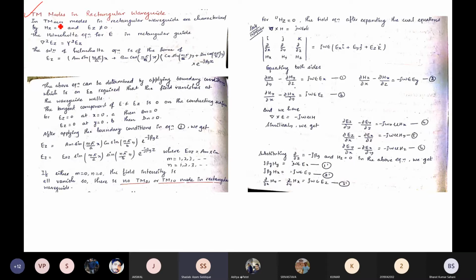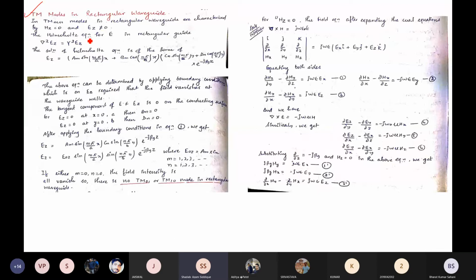In TM, it is also in the format TMmn, where mn is the suffix, the mode number. So TMmn modes in rectangular waveguide are characterized by Hz equal to 0 and Ez not equal to 0. The magnetic field in the Z direction will be 0 and the electric field in the Z direction will be present, and it is responsible for carrying the energy from one point to another in the wave propagation direction, delivering energy from input to output throughout the waveguide.